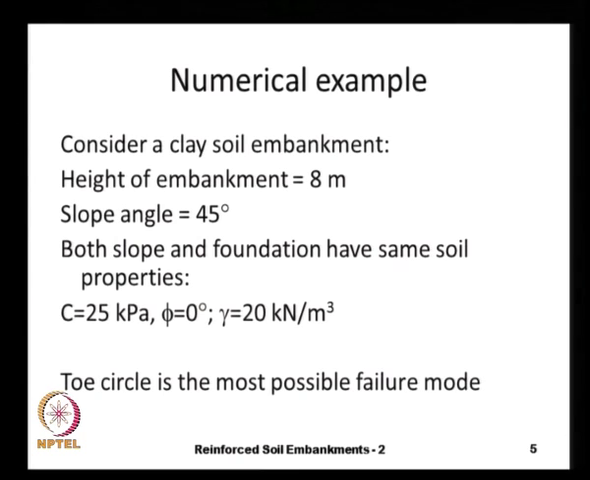Now let us look at a numerical example. Let us consider a clay soil embankment, height of 8 meters, and the slope angle is 45 degrees, and let us say that both the slope and the foundation soil have the same soil properties: Cu of 25 kPa, friction angle of 0, and unit weight of 20 kilonewtons per cubic meter. For this situation, the toe circle is the most probable failure mode.